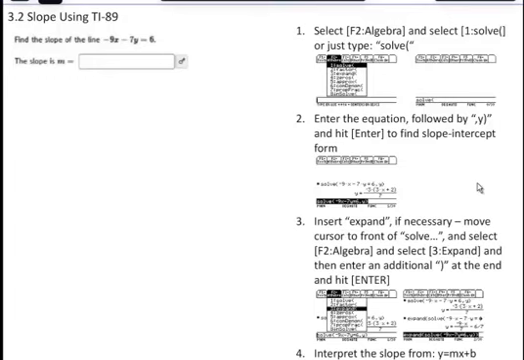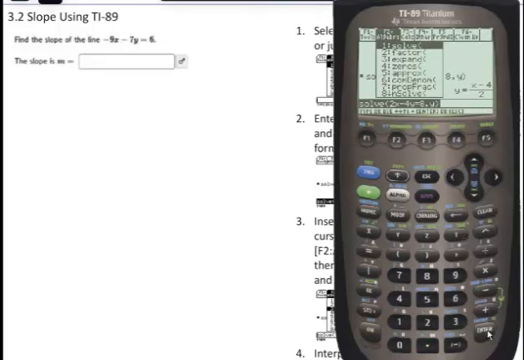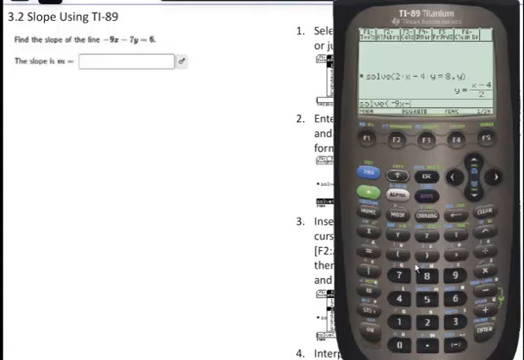And so again, if I do the same thing I did on that last problem, I use the solve feature, type this whole equation in, and solve for y. So if I go back to my home screen, I'm basically doing this same process. Solve, type the equation that's given, negative 9x minus 7y equals 6. And I'm going to solve it for y.